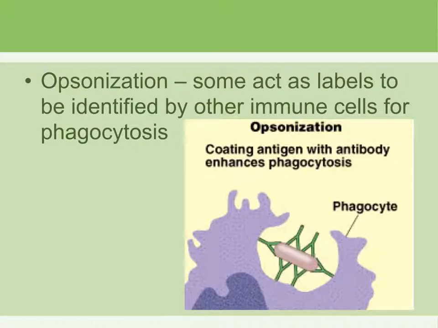Opsonization is what the antibody does when it binds to the surface of the pathogen, or the antigen on the pathogen. It's like putting a tag on the pathogen to alert other immune cells, such as a macrophage or a phagocyte, to either destroy it or alert other immune cells to come in and destroy it.